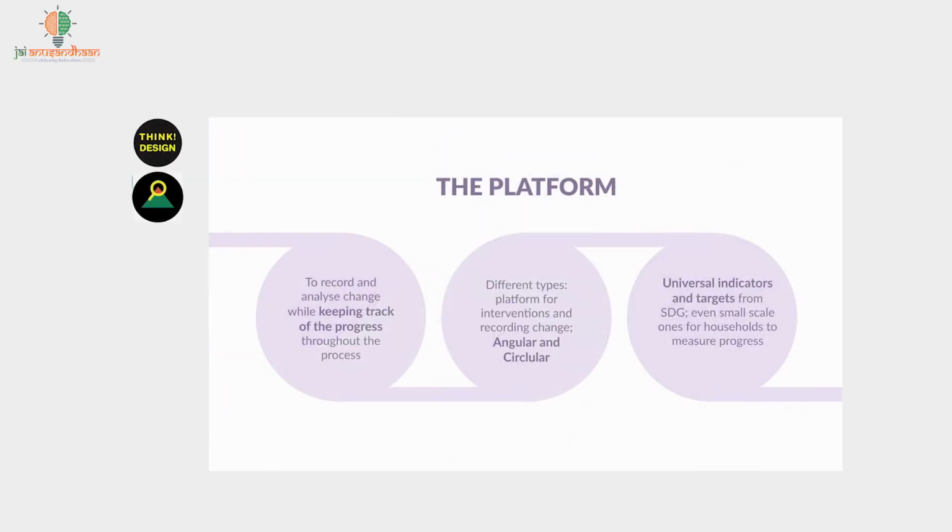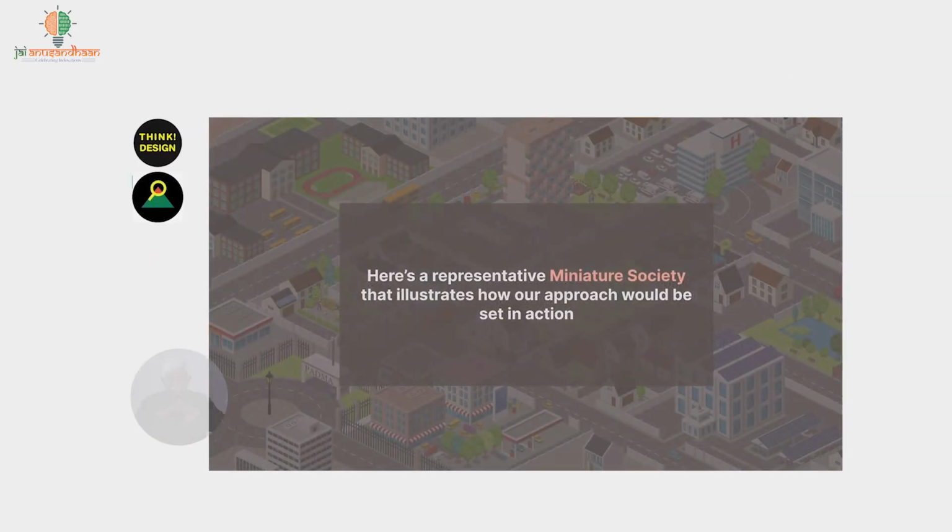So, of course, it means that you needed a platform to implement it, which can keep track of the progress the society is making. So, it has inventories and plans of action, and it should also match the overall sustainable development goals. And you need to measure this progress in some sense. For this, they thought it might be good to conceive of a miniature society that illustrates how this approach could be set in action.